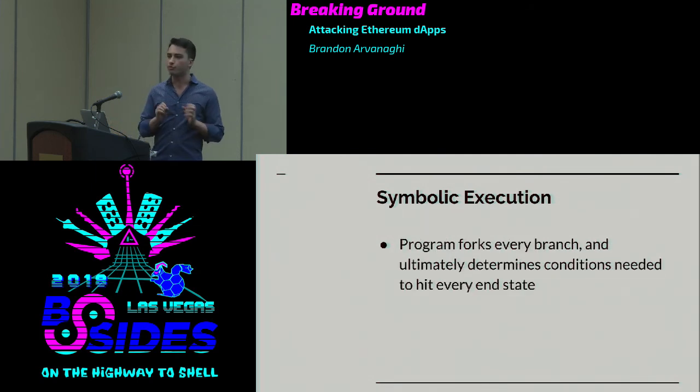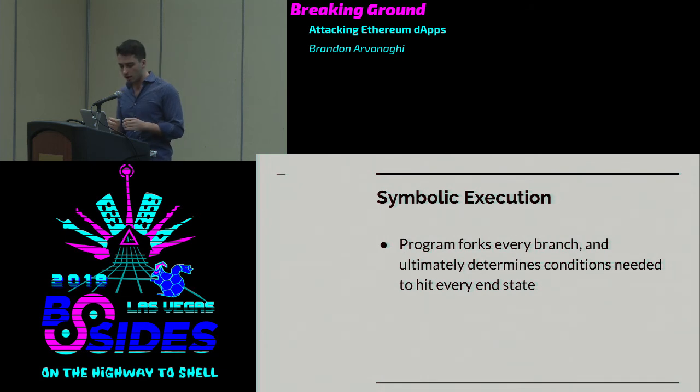When you're going through the program, you fork at every conditional. The symbolic execution engine will essentially fork and traverse every path. And at the end of that path, when it gets to the end state, it'll tell you the conditions necessary to get to that end state. So ultimately, you can find out a way in which a smart contract could overflow by following the logic of what conditions are necessary to get there.